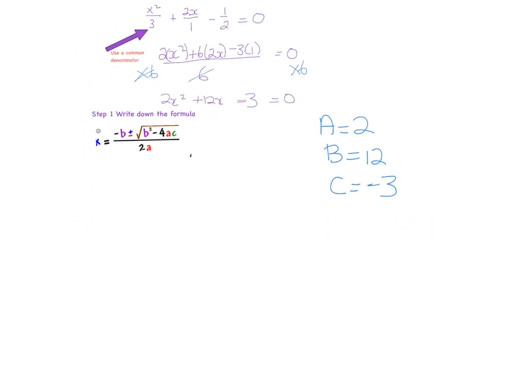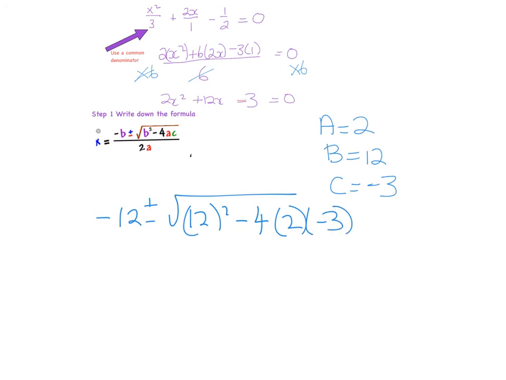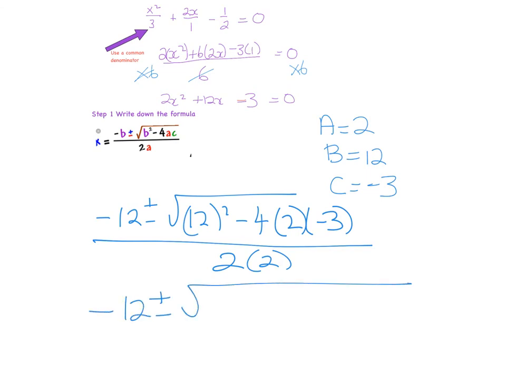And it is minus 12 plus or minus the square root of 12 all squared. So I'm just following this here. Minus 4AC means A multiplied by C, and so it's 4 times 2 times minus 3, and that is all over 2A, and in this case our A is 2, so it's 2 times 2. Alright, we tidy up a little bit, so it's minus 12 plus or minus the square root of 12 squared is 144.